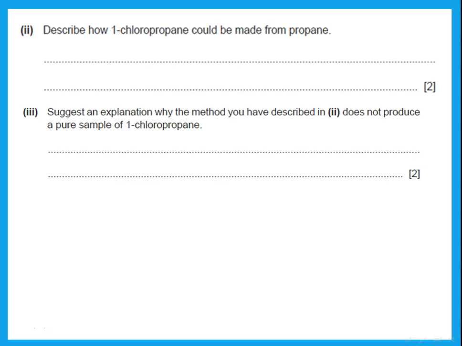Okay, describe how 1-chloropropane could be made from propane. Again, if I start with propane and I want to make 1-chloropropane, then I'm reacting the alkane with chlorine. So we're reacting the propane with chlorine, and remember that this is the substitution reaction and the condition was UV light. So reaction of chlorine in presence of UV light.